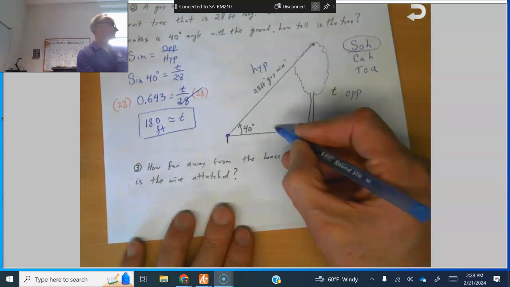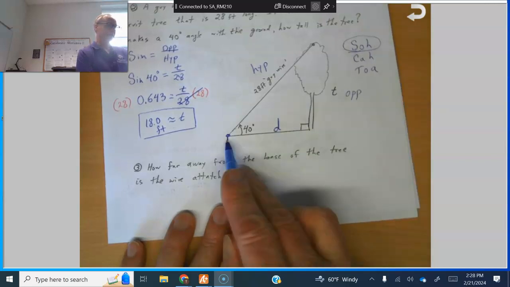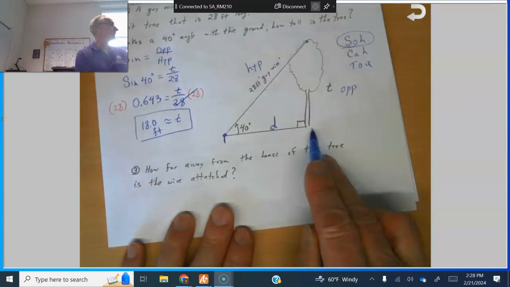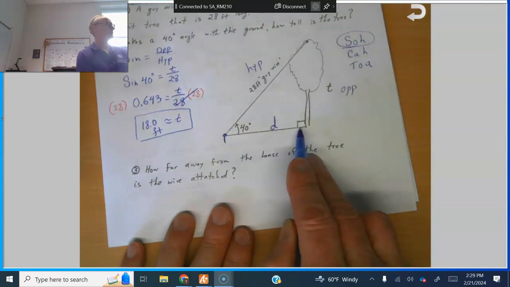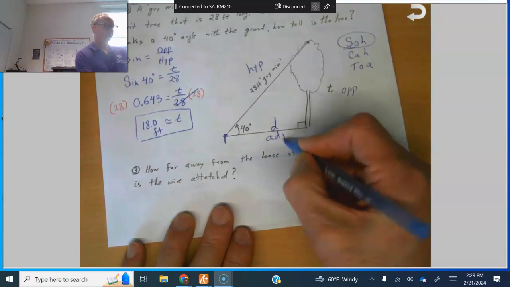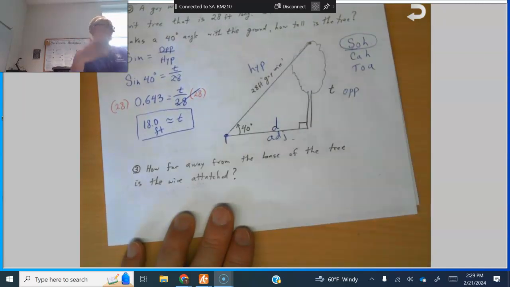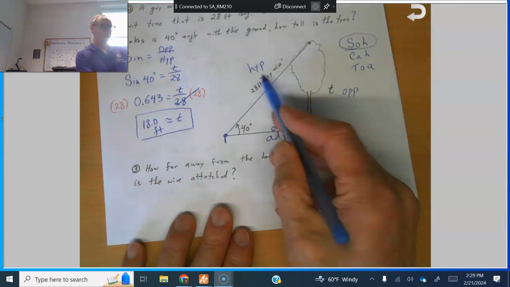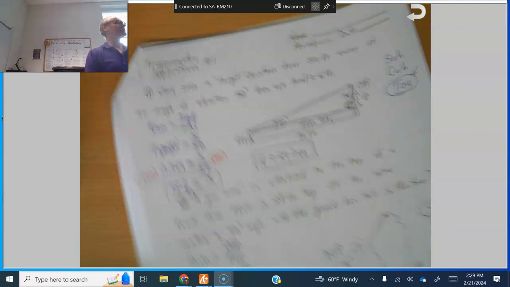Your last part of this problem is yours. You have to find the distance from the anchor to the base of the tree. But don't do it right now. You have to use which one? What side is this? Adjacent. And I don't recommend using this one because that's the one you found. If you made an error, it wouldn't work. So you're going to use cosine. But don't do it right now. Go ahead and turn your paper over. You can finish this one later.